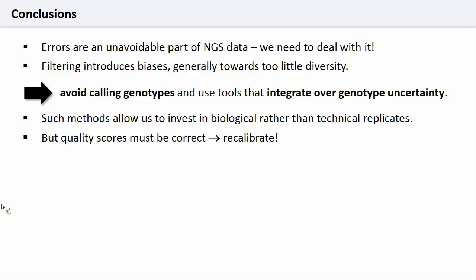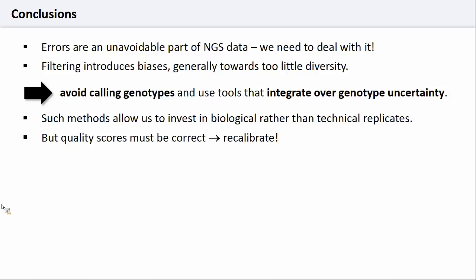The trick that most people in population genetics are moving to is that we try to avoid calling genotypes altogether and rather use tools that estimate what we're interested in by integrating over the genotype uncertainty. If we do that, we have the benefit of being able to work with low coverage data. And if we work with low coverage data, it means we can invest in more biological samples rather than more reads of the same individual. So investing in biological replicates rather than technical replicates, as I said before.